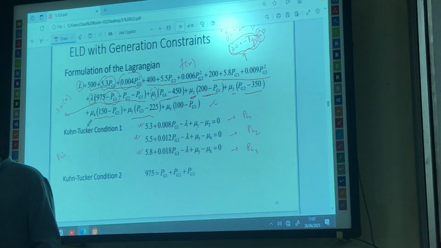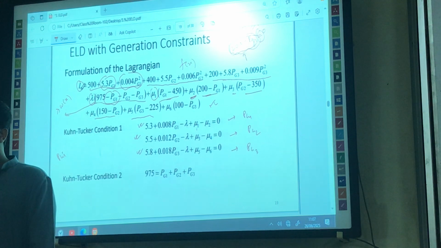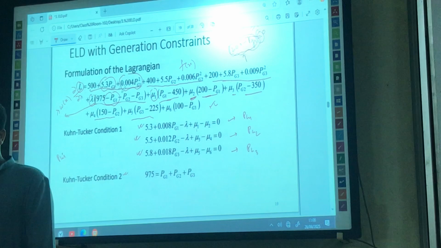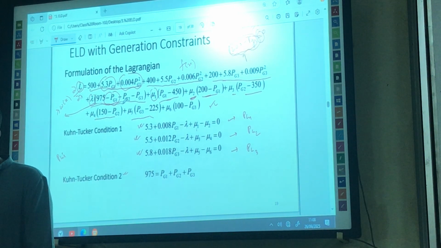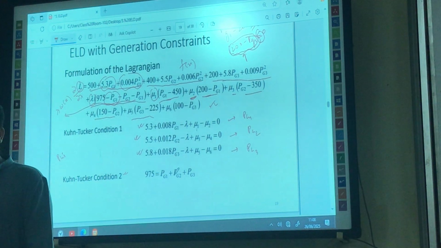The partial derivative of this L with respect to our second variable, that is the lambda. Now we will do the partial derivative of this L with respect to the lambda. Okay. Then it will be the condition number 2. What will be the value? Where is the lambda? Only here, right? So it will be simply 950 minus Pg1 minus Pg2 minus Pg3 equals to 0. So we can write it 950 equals to Pg1 plus Pg2 plus Pg3. Okay.